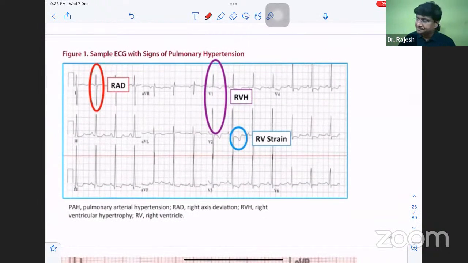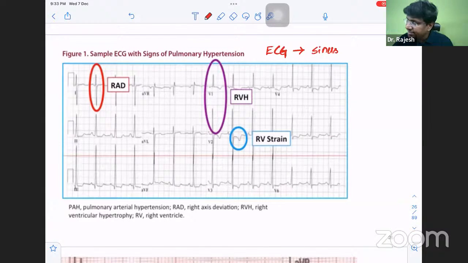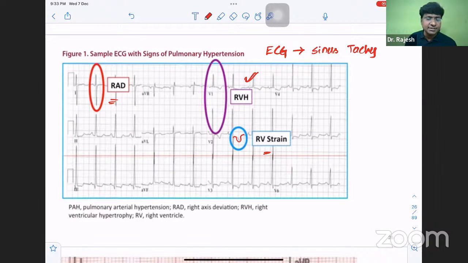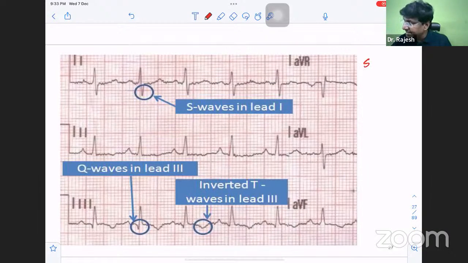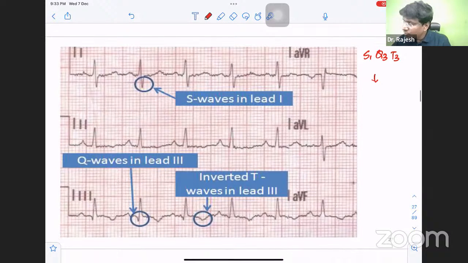In pulmonary embolism, the ECG is very important. What will be the most common ECG finding? Most common ECG finding in pulmonary embolism will be sinus tachycardia. And what are the other ECG findings? There will be right axis deviation, right ventricular hypertrophy, and right ventricular strain, which is nothing but T wave inversion in the right-sided leads. And the S1Q3T3 pattern is present only in 7 to 10% of patients.